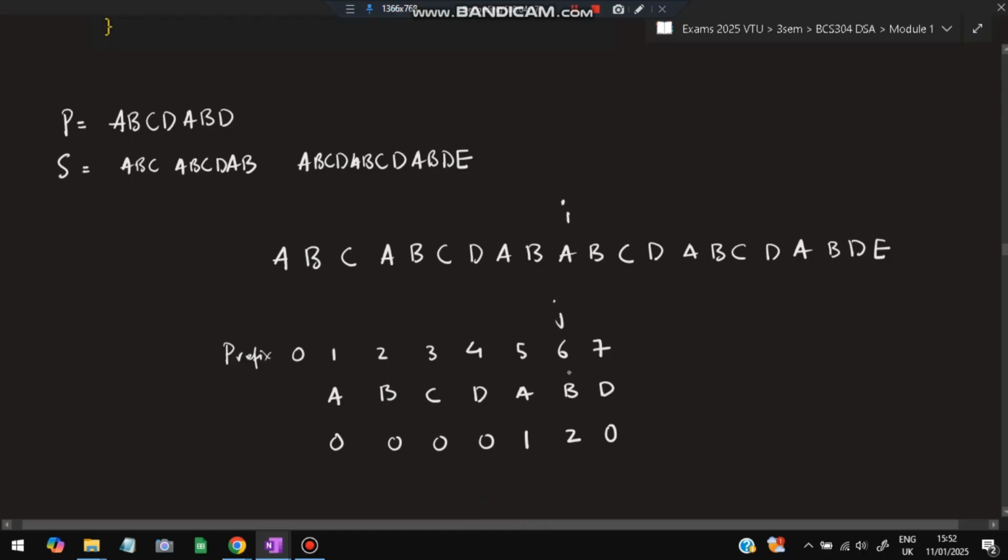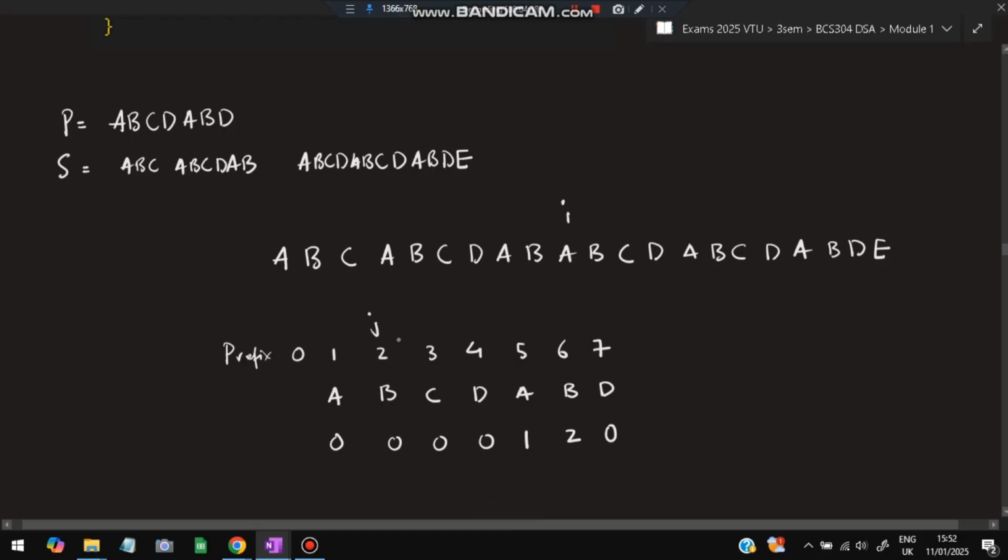Now what is j plus 1? j plus 1 is d. What is i? i is a. So here I have got d, but here it is a. That is a mismatch. Whenever there is a mismatch, we will not move i. Once it has moved forward, it will not look backward. We'll be shifting the value of j, and j's last column value is 2, so we'll be shifting j to 2.